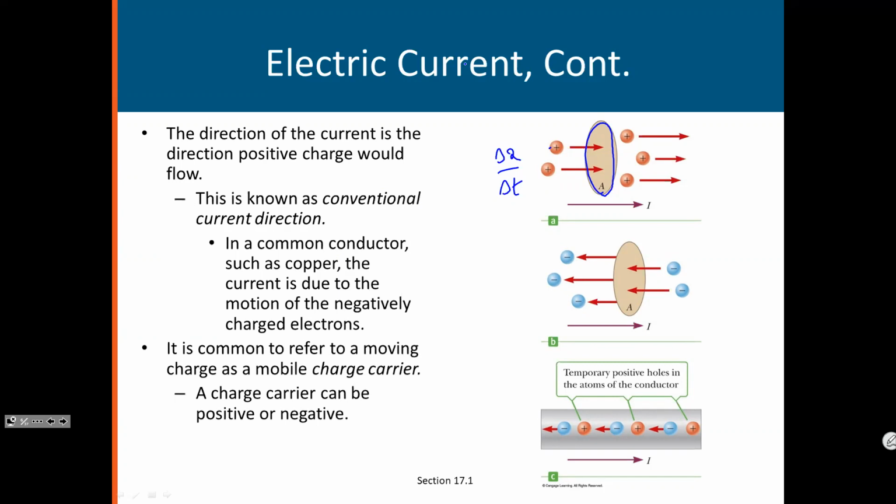So here in figure A, we show positive charges flowing to the right. In that example, the direction of the current will be the same as the direction of the flow of charges because it is positive. This is a convention because we can also have current due to negative charges flowing. Look at figure B.